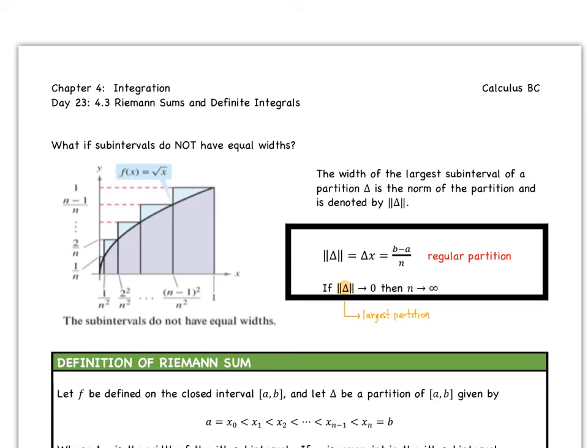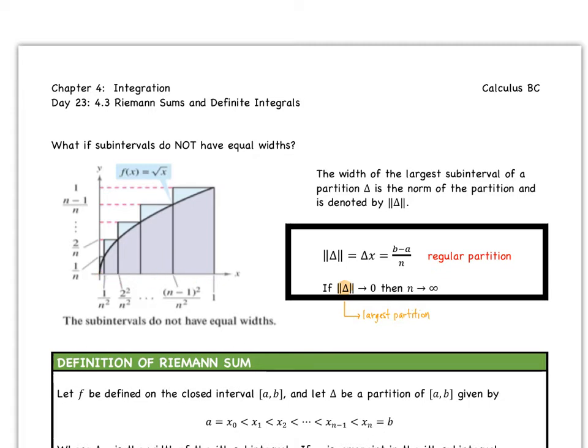Day 23, 4.3, Riemann sums and definite integrals. So what we're going to look at today is we're still going to look at area under a curve and talk about upper sums and lower sums, but we're going to focus on what if the subintervals don't have equal widths, meaning if we're looking at rectangles, what if the bases are not all the same?